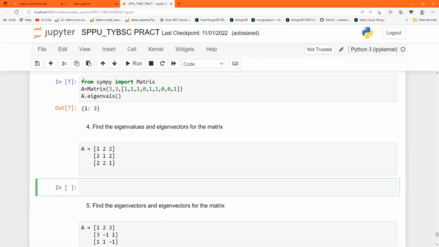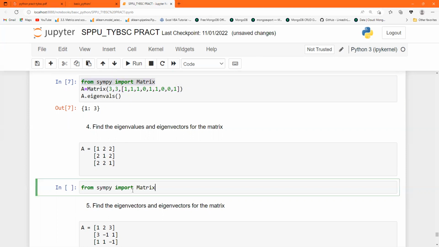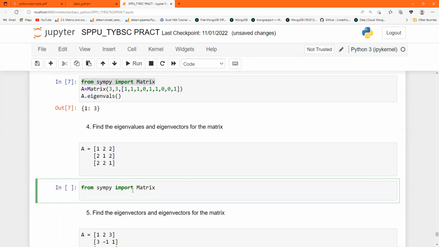Let us move to the fourth question. We have to find the eigenvalues and eigenvectors for the matrix. For this, I will copy this one and paste it here. Now I want to construct a matrix A. So A is equal to Matrix, a 3 by 3 matrix, and I want to enter the numbers 1, 2, 2, then 2, 1, 2, and again 2, 2, and 1.